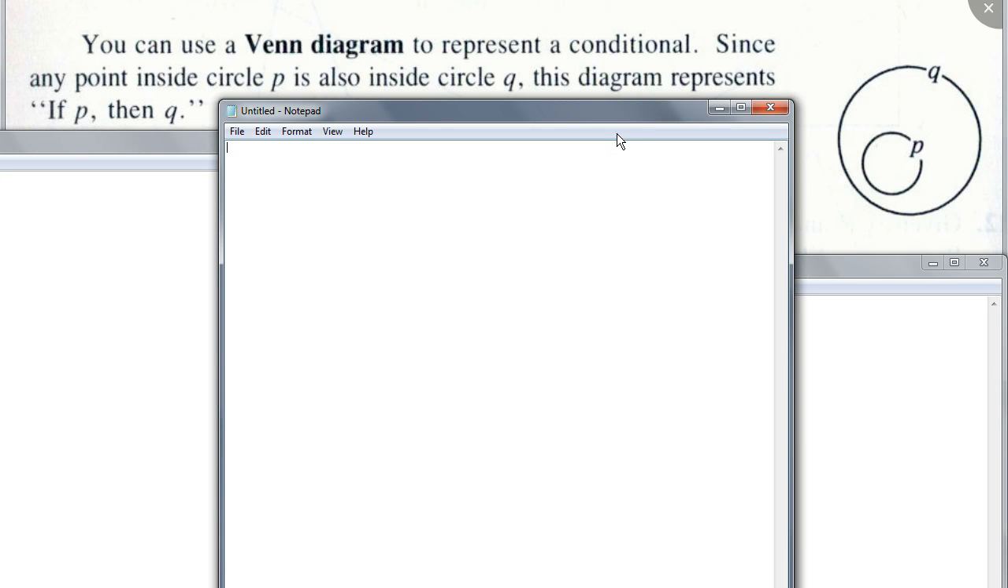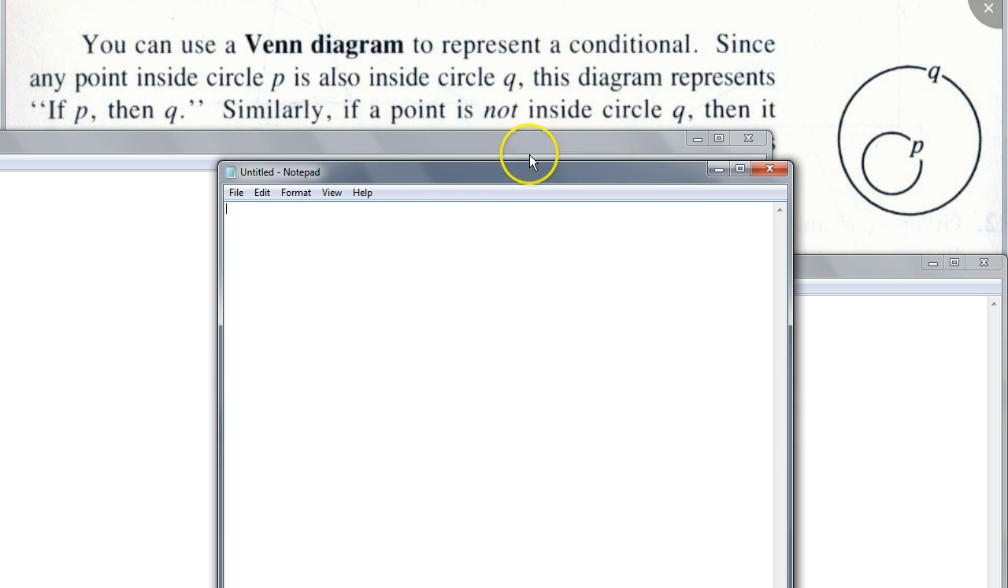Okay, anybody need more time? Now, let me ask you this. What would this diagram also represent? So, the contrapositive for this. Does it make sense? What would the contrapositive of this be? If not Q, then what? Is it if not P? In other words, that's true.